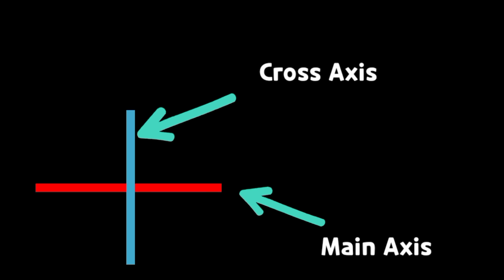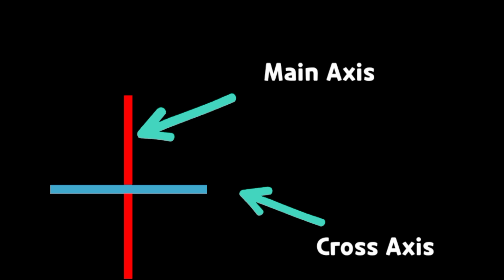Now we have another axis, the cross axis, which always runs perpendicular to our main axis. So if the main axis is horizontal, then the cross axis would obviously be vertical and vice versa. These two axes are imaginary and do not actually interfere with your design.